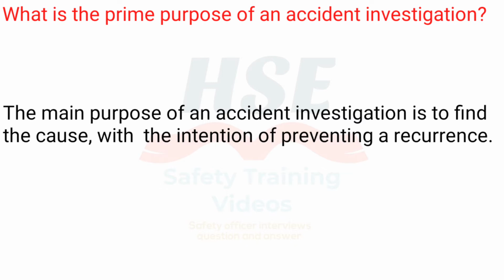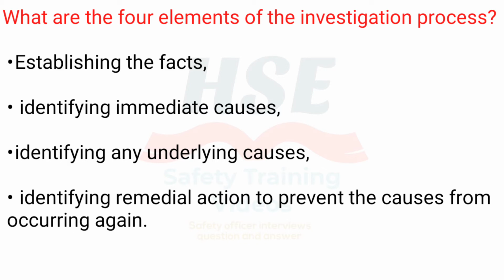The main purpose of an accident investigation is to find the cause, with the intention of preventing a recurrence. What are the 4 elements of the investigation process? Establishing the facts. Identifying immediate causes. Identifying any underlying causes. Identifying remedial action to prevent the causes from occurring again.